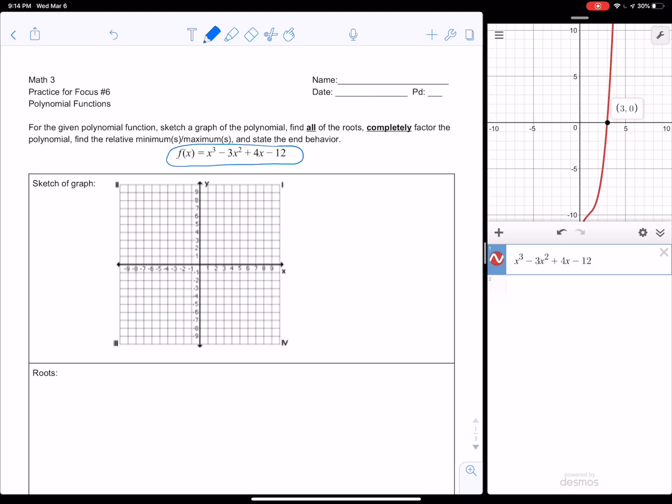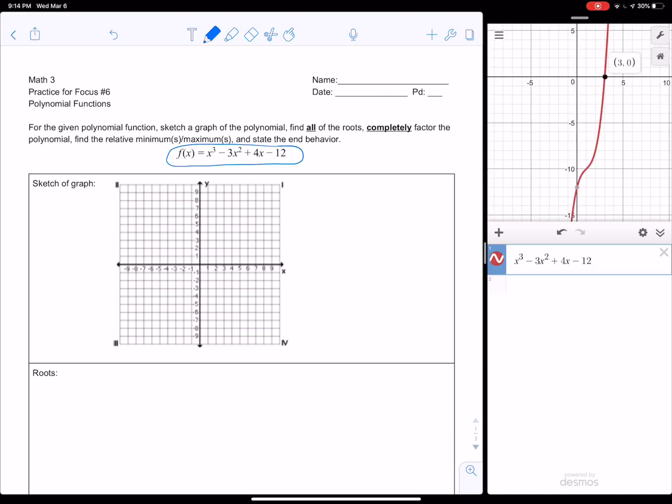So I typed it into Desmos to grab a couple points so that I could graph it accurately. So let's see, (3, 0) looks like a good one. (0, -12), I wish it fit on the graph a little better, but I'm still going to put it there for my y-intercept. And then, let's see, maybe there's a good point right there, (1, -10). All right, so let me graph that a little better. (1, -10).